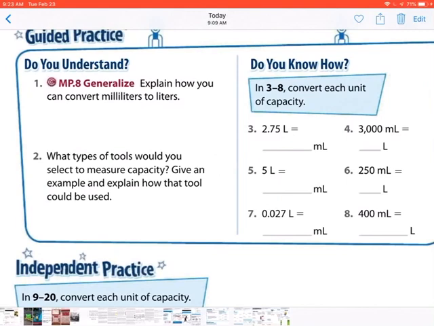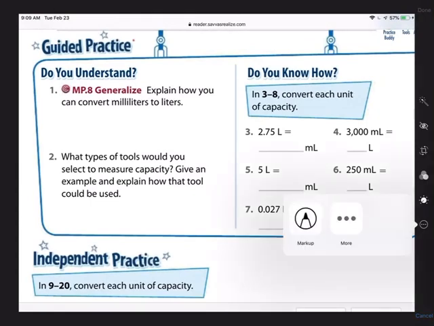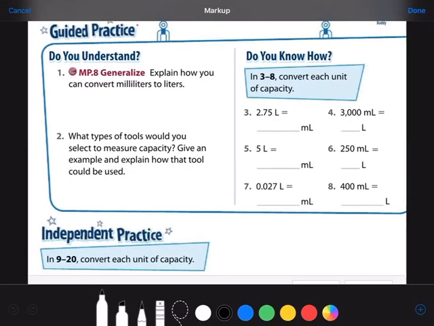Okay, let's take a look at the guided practice. It looks like we are now on page 665, right? Okay, on page 665, we're going to be doing number 1. It says explain how you can convert milliliters to liters. Okay, let's remember what our trick is.